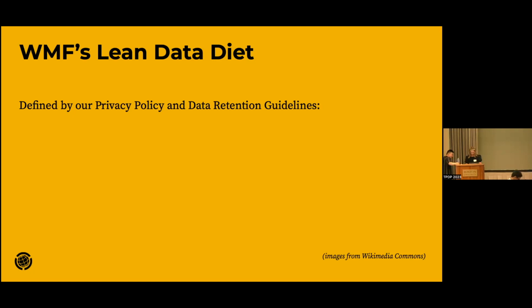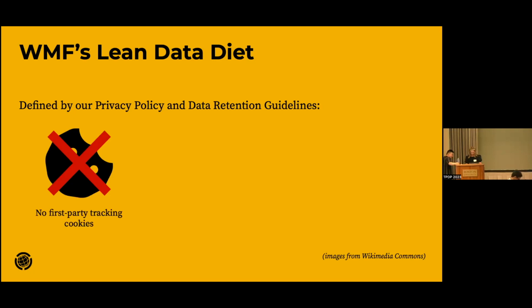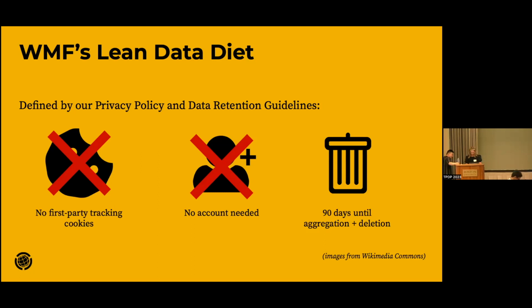And this basically lays out 3 fundamental principles. Firstly, we don't have any first-party tracking cookies that track people across sessions or even within sessions, right? So if user A comes to our website on day 1, and then they come back on day 2 from a different IP address, we won't know necessarily that it's the same person. Secondly, there's no account that's needed to read or to edit Wikipedia, and this is a fundamental aspect of how the site works. And then finally, we have a pretty aggressive data retention policy, which says that any personally identifiable information, namely IP addresses, user agents, etc., is going to be aggregated and deleted after 90 days.